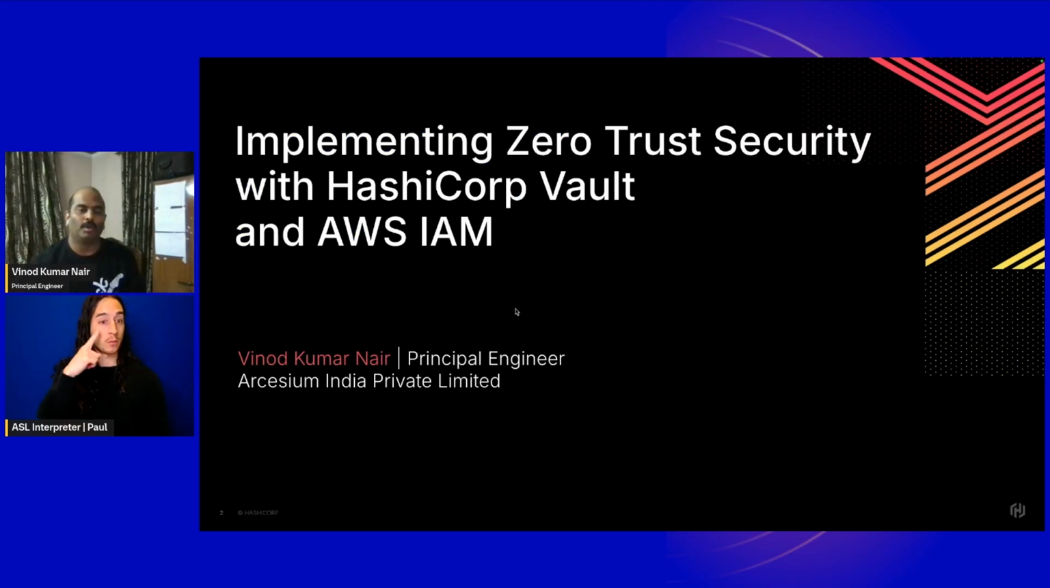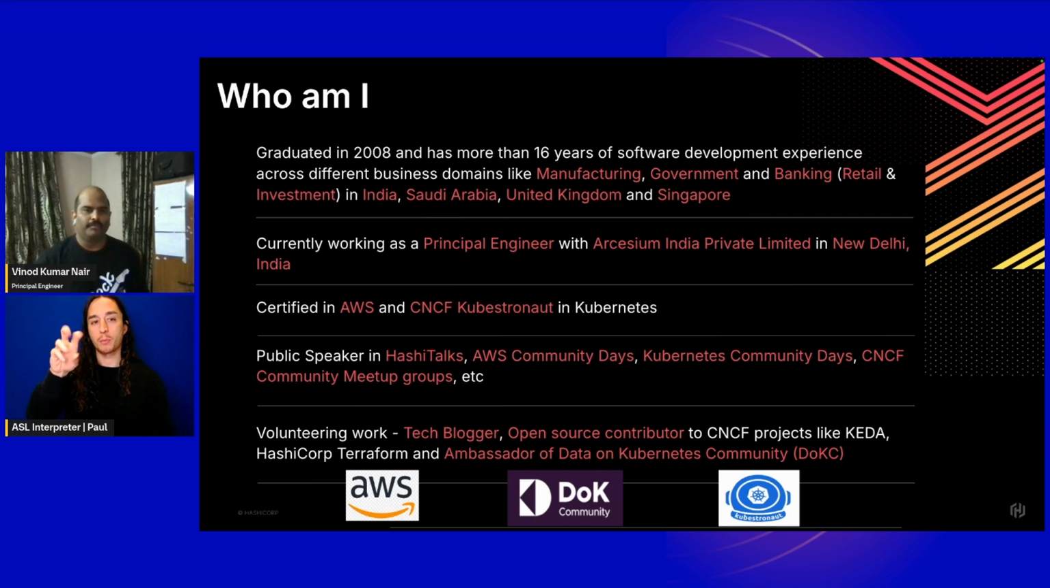So, my name is Vinod. I work as a principal engineer with Arcism India Private Limited. Today, I'm going to talk about zero trust security and how you can implement zero trust security using HashiCorp Vault and AWS IAM. So, a little bit about me before I start.